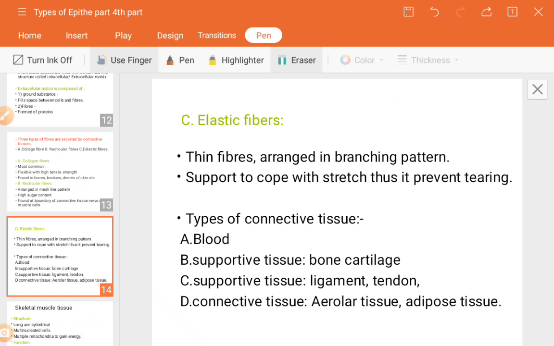Next, the elastic fibers. What is meant by the elastic fiber? It is a thin fiber arranged in branching patterns. It helps us cope with stretch and prevents tearing. See guys, if you want to stretch your hand backwards or to any other side, your hand can stretch to a particular region. Why does it stretch? Because of the presence of elastic fibers in our hands or other limbs. That's why we can stretch our legs or hands.